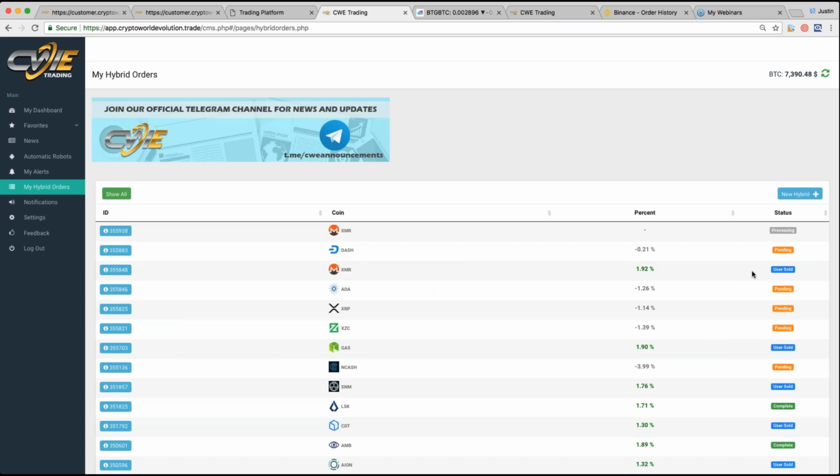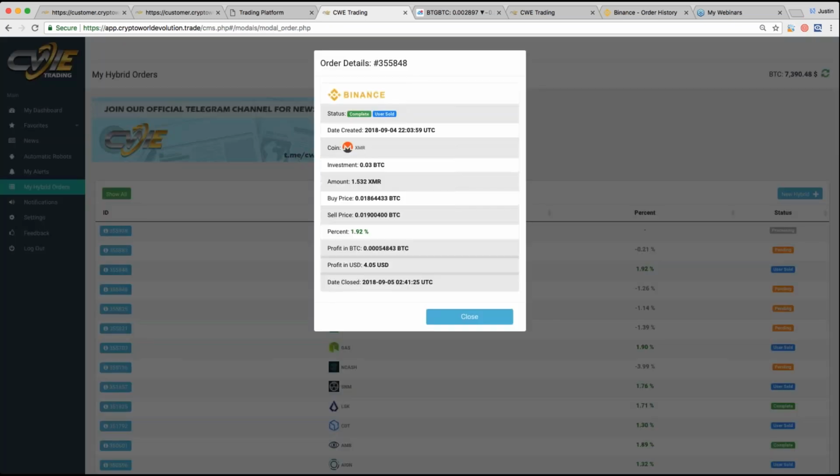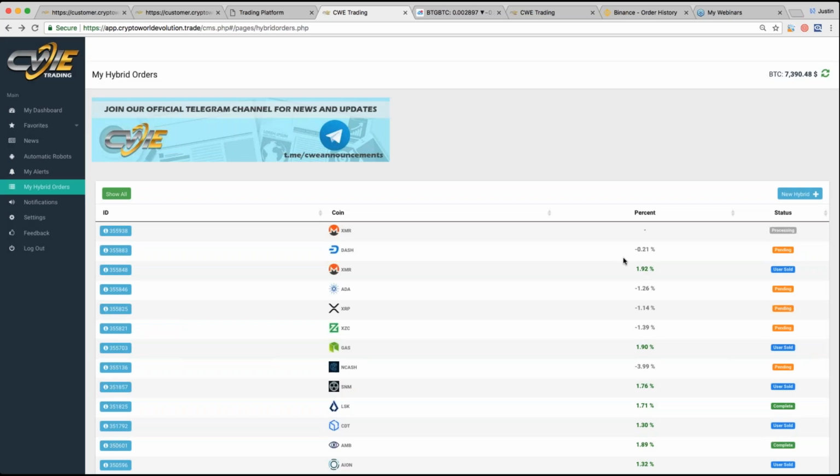So I sold that one out. It was at 1.42, but the bot will get us as much profit as possible. Look at it, it actually sold at 1.92. So from 1.42 to 1.92 is pretty good. I didn't have much on that, but I earned $4.05 in Bitcoin, which is not bad. So you see how the bots work.